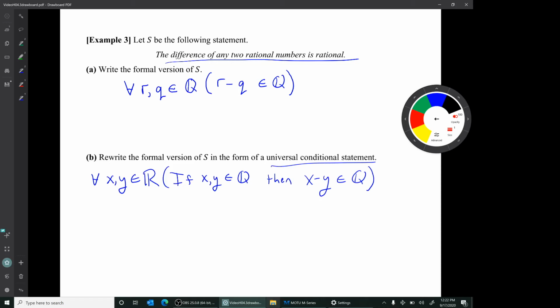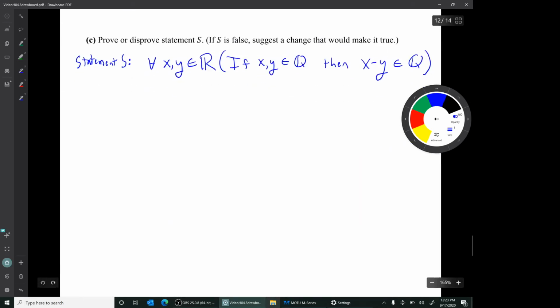So I'm going to copy this statement that we've written here in symbols and put it on the next page, and we'll find it there when we scroll down. So here we are, question C. Prove or disprove statement S. So we have to decide whether we think it's true or false. And if it's false, we have to suggest a change that would make it true.